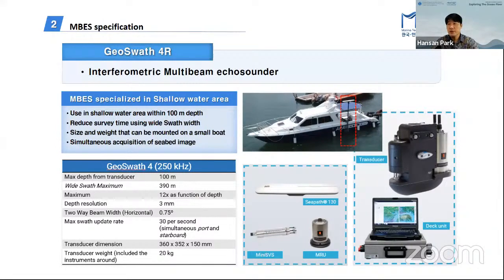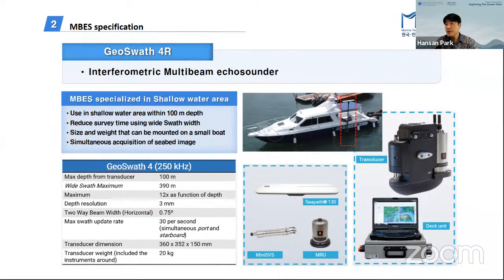The multi-beam echo sounder operated by MTCS is a GeoSwath 4R that can obtain very high resolution data within 100 meters of depth. The beam measurement method is an interferometric multi-beam echo sounder using the phase interference method. There are sound wave transmitters on the starboard and port side, respectively, and it consists of motion sensors that measure the behavior of a boat and the direction of the emitted sounding, two GNSS, a sea surface sound speed meter and the deck unit.